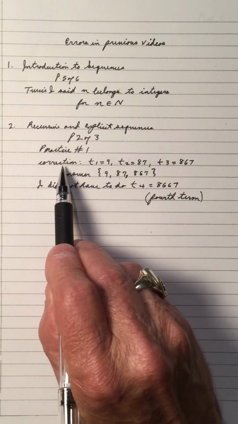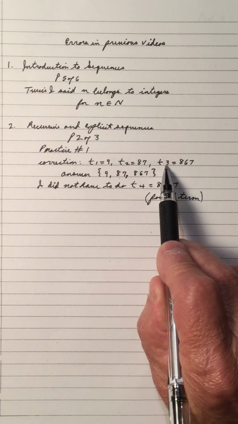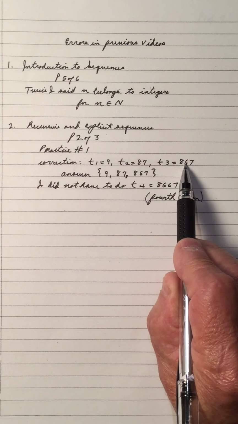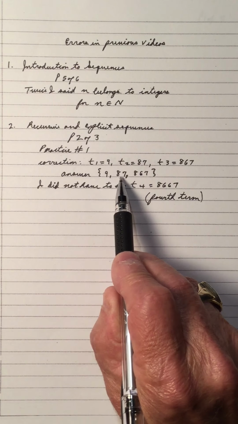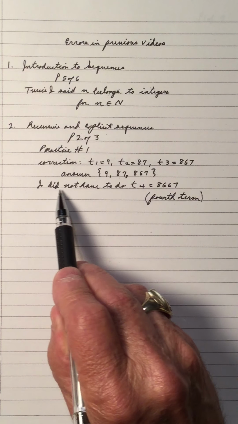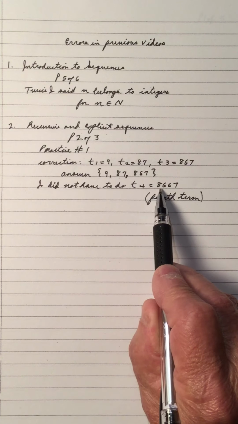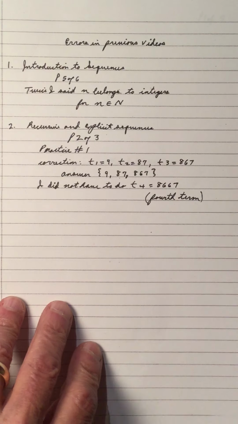Practice number 1, the correction: T1 is 9, T2 is 87, T3 is 867, and the answer for the first three terms is 9, 87, and 867. I did not have to do term 4, which was 8667. That's the fourth term.